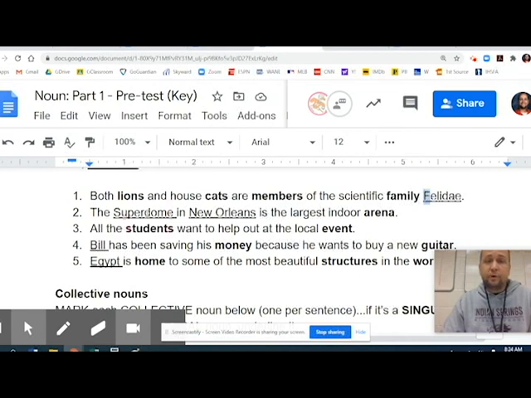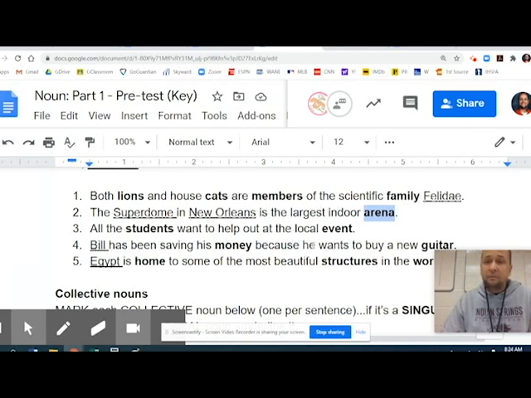Number two, Superdome, New Orleans. So those are propers. Arena is just a normal common. This is where the New Orleans Saints play. And number three, students, event. Those are common. They're not naming anybody. So those are bolded. Four, Bill, a name, proper noun, has been saving his money.